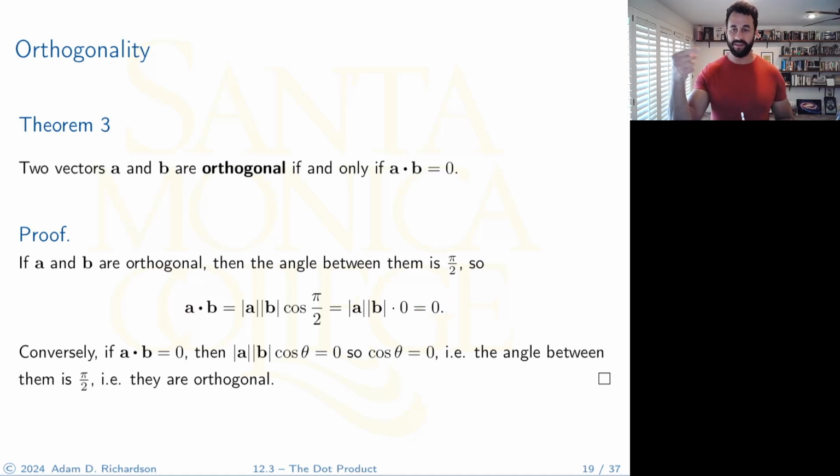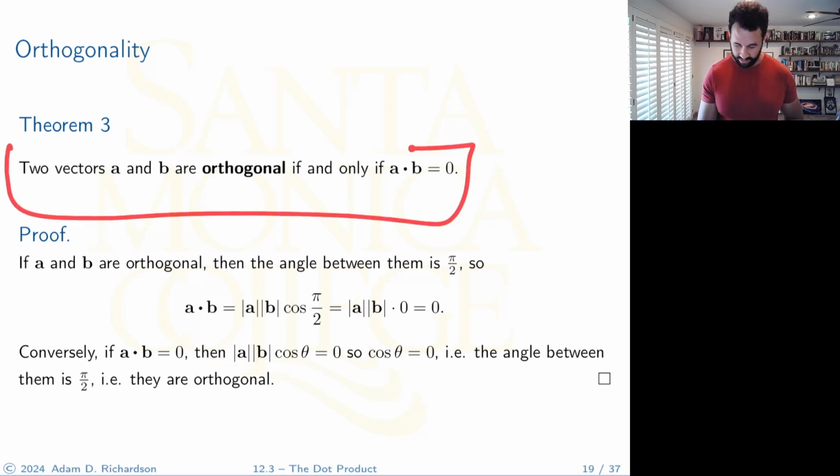So that was, if orthogonal, then the dot product is 0. Now let's go the other way. If the dot product is 0, then they are orthogonal. That means this equation has to be equal to 0. Assuming these are not the zero vector, if they're the zero vector, we're already done, cosine of theta would have to be 0. That's the only possibility. But if cosine of theta is equal to 0, then the angle between them has to be pi over 2, that unique angle in the interval 0 to pi. And that means they're orthogonal by definition.